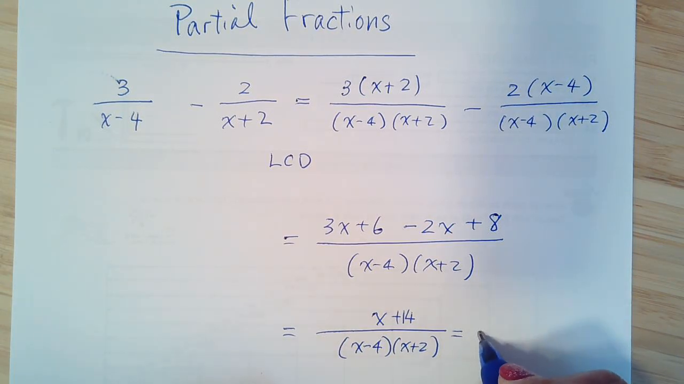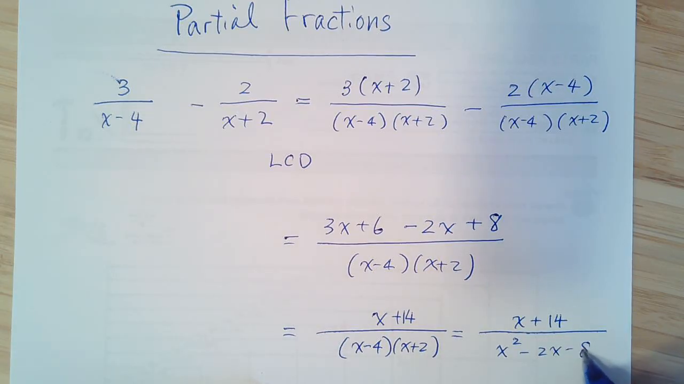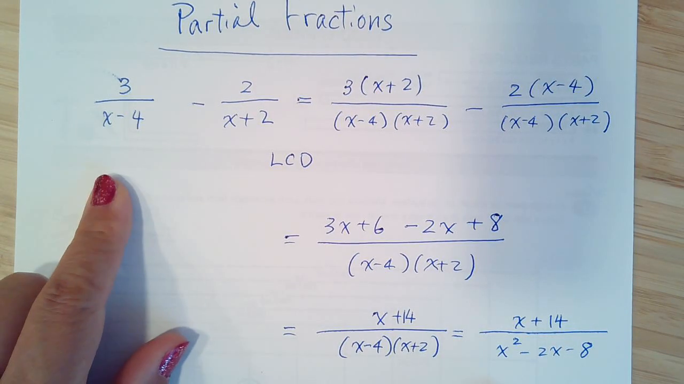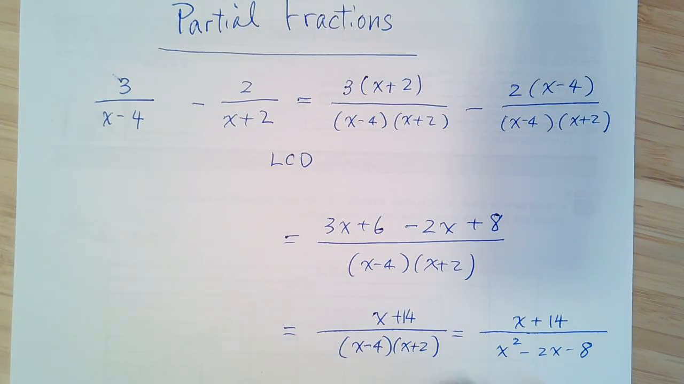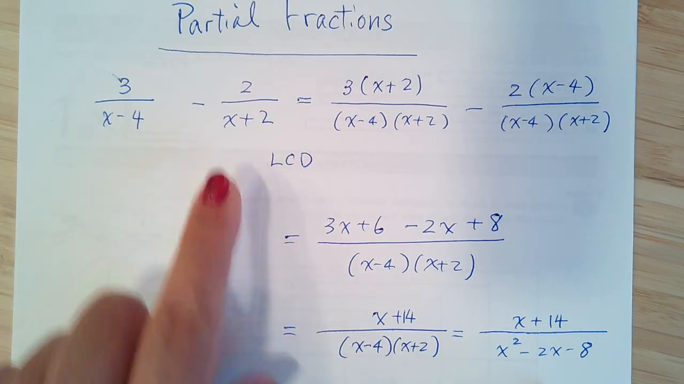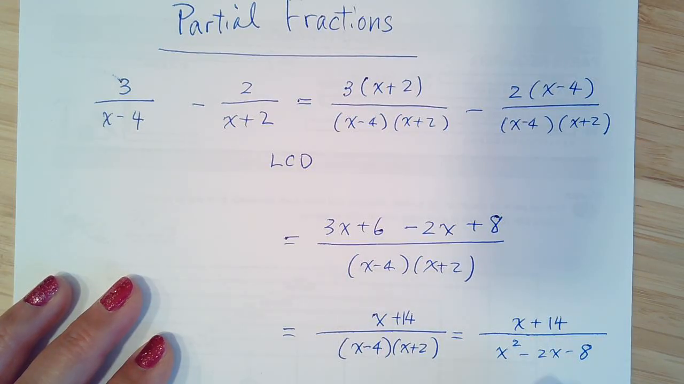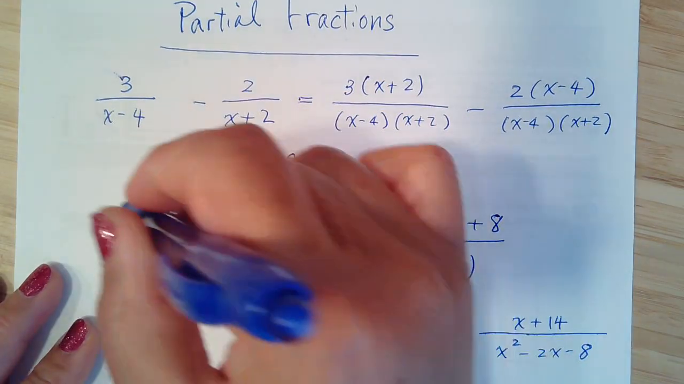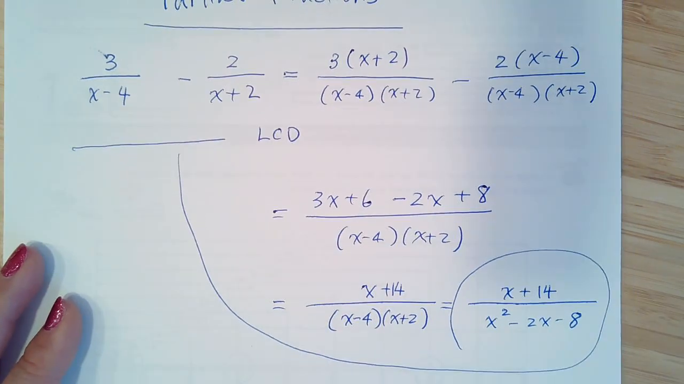Even further, the numerator is x plus 14, and the denominator, using the FOIL method, I multiply this out and get x squared minus 2x minus 8. So now you look at the way you're doing it. You have two simple fractions, one minus another one, and then you combine them and get one rational expression. So from here to here we have no problem because we learned this, right?